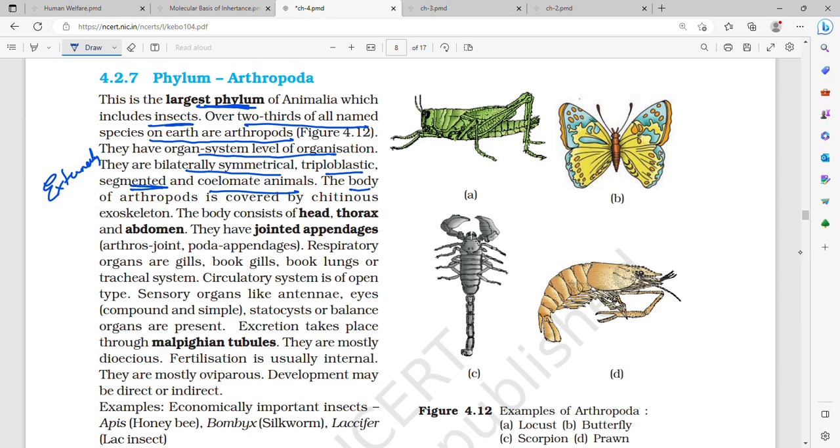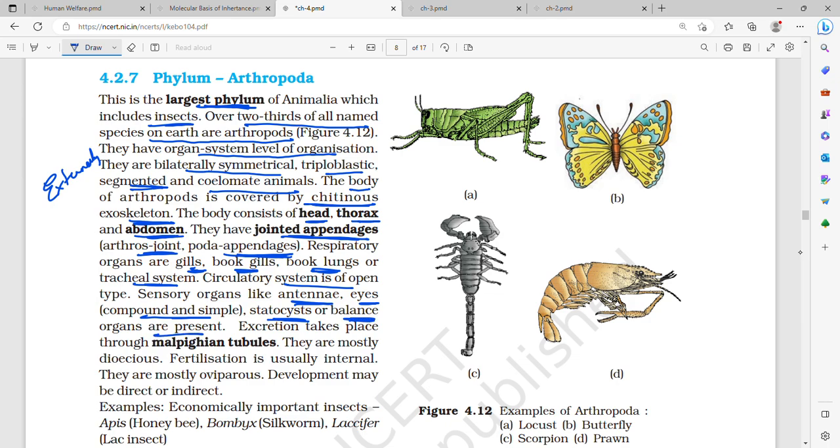The body of arthropods is covered by chitinous exoskeleton. The body consists of head, thorax, and abdomen. They have jointed appendages. Arthros means joint, poda means appendages. Respiratory organs are gills, book lungs, or tracheal system. Circulatory system is of open type. Sensory organs like antenna, compound and simple eyes, statocyst, balance organs are present.